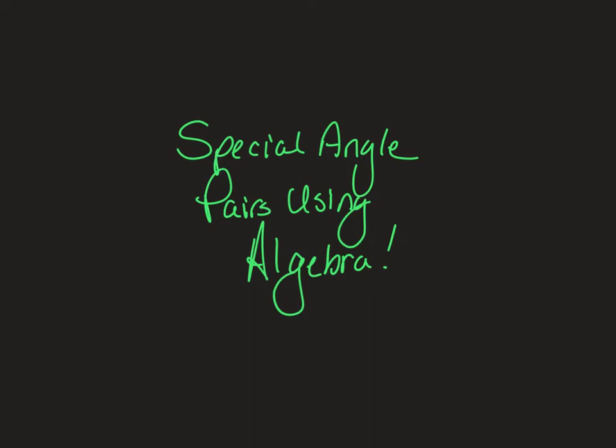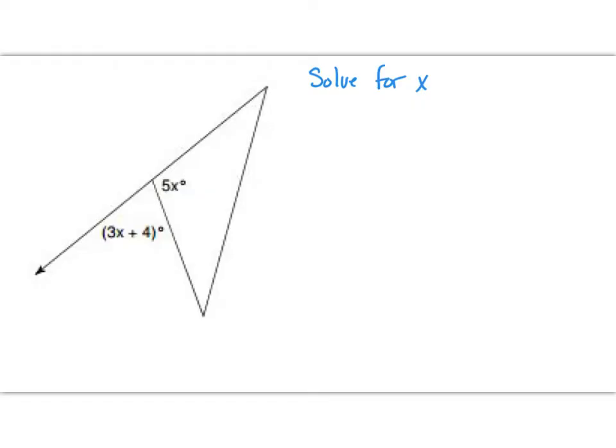In this video, we're going to look at how to solve special angle pairs using algebra. In this example, we have two angles, 3x plus 4 and 5x, and we have to solve for x. Looking at these two angles, they together form a straight line. This straight line and these two angles together means that these angles are supplementary angles, and that our supplementary angles always add up to 180 degrees.